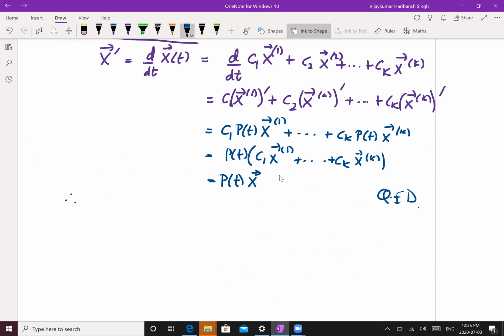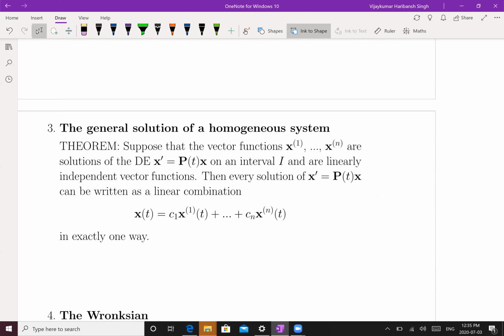Now we want to talk about a general solution of a homogeneous system. Suppose we have vector functions x1, x2, ..., xn that are solutions to the system of differential equations x prime equals P(t)x on an interval I, and are linearly independent vector functions. Then any solution of x prime equals P(t)x can be written as a linear combination of these.